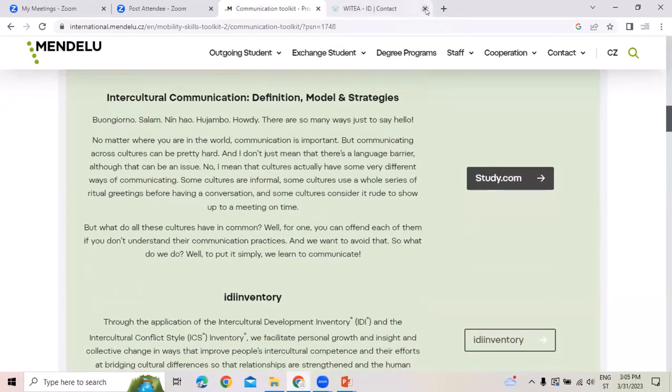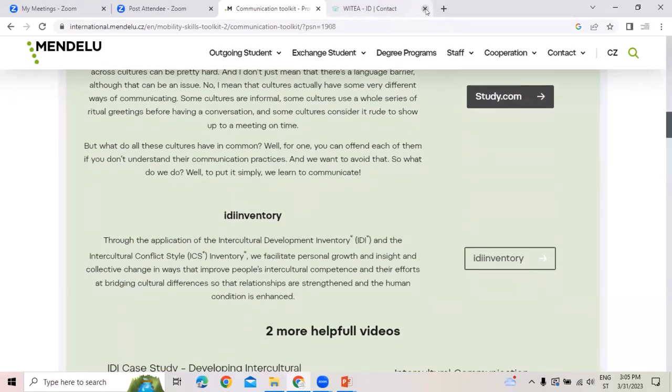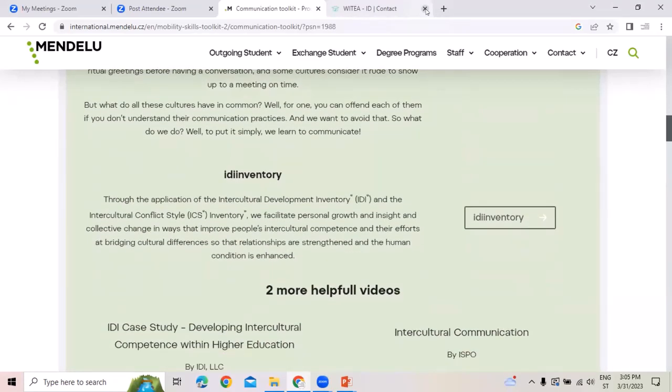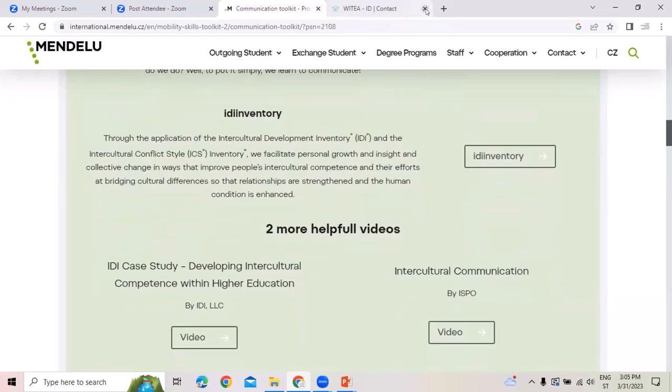Then we get to the ID inventory, the intercultural development inventory, all these different aspects. Yes. Sorry, Paul.